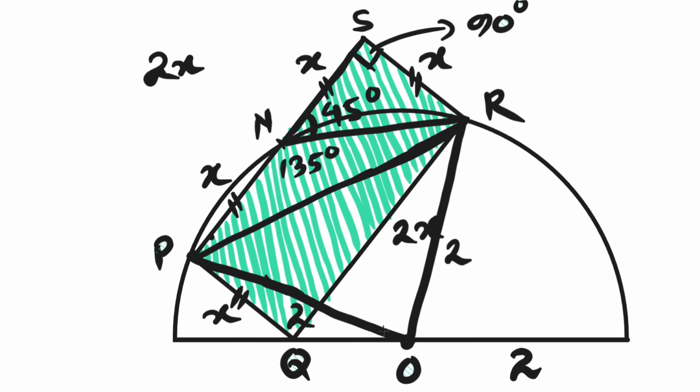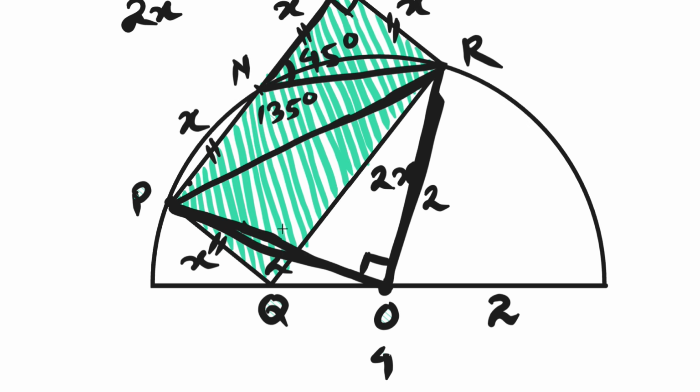Therefore, the smaller angle POR is 360 degrees minus 270 degrees, which equals 90 degrees. So, we have reached a very useful result. Angle POR is 90 degrees. Now look at triangle POR.